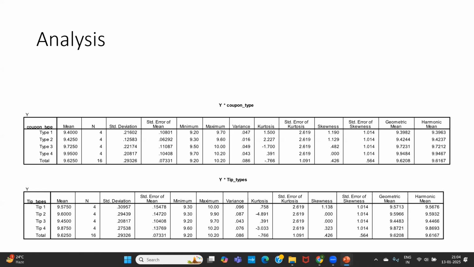For each type of coupon, the standard deviation is evaluated. Then its standard error is obtained. Its minimum and maximum are obtained. Its variance is obtained. Its kurtosis is obtained. Kurtosis means peakedness of that distribution. Then the standard error of kurtosis is also obtained. Skewness is obtained, and the standard error of skewness is obtained. Its geometric mean is obtained along with the harmonic mean.